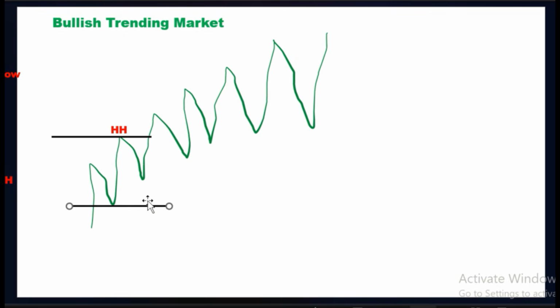This is a low here. This low fails to take out this low. So this is a higher low. The next high takes out this high. This is a higher high. This high takes out this high, placed above this high. A clear break of structure. This is called break of structure. It breaks above and closes above this high.